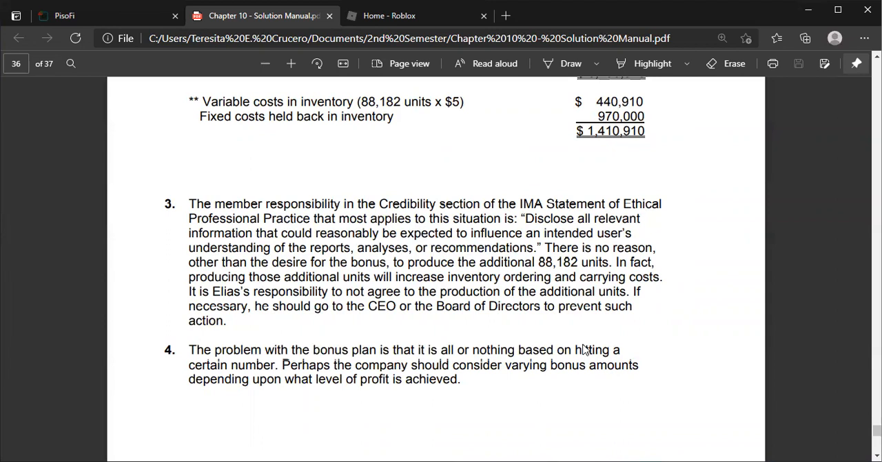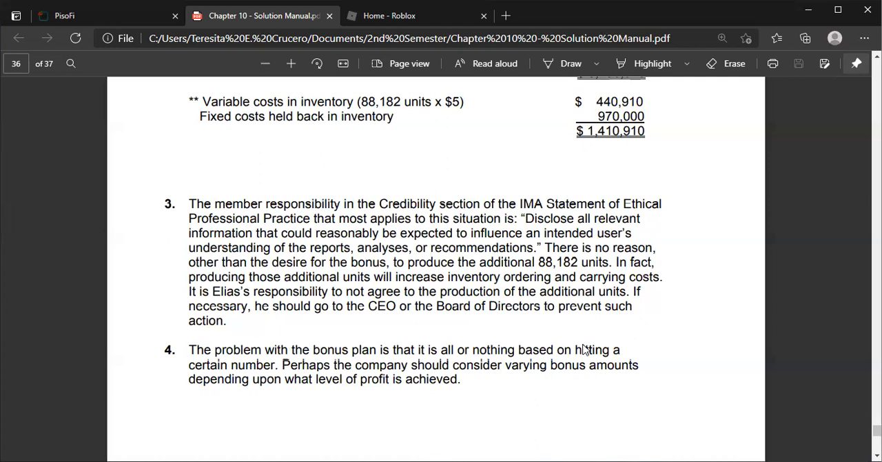So finally, for question number 3, what ethical responsibility, if any, does Elias have in this situation? Remember, the responsibility in the credibility section of the IMA's Statement of Ethical Professional Practice that most applies to this is to disclose all relevant information. So the word is disclose. Disclose all relevant information that could reasonably be expected to influence an intended user's understanding of the report's analysis or recommendations.